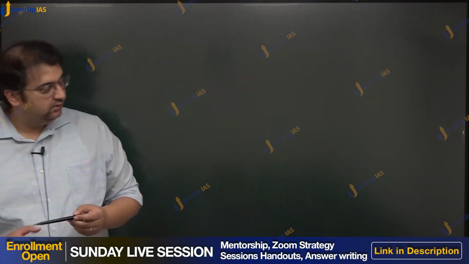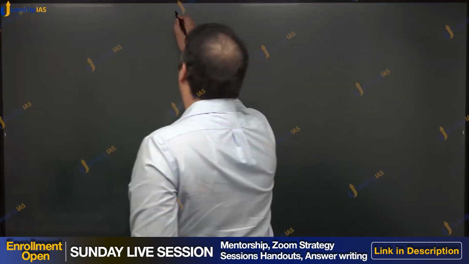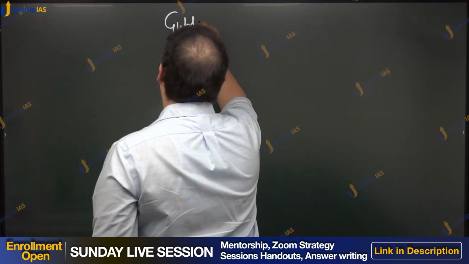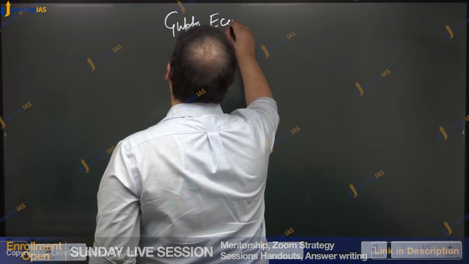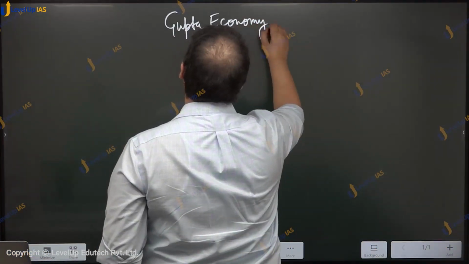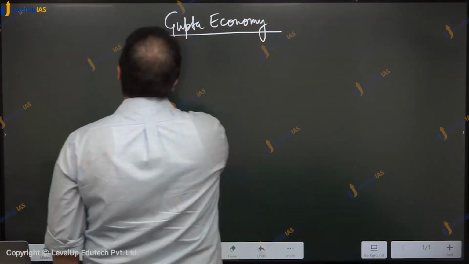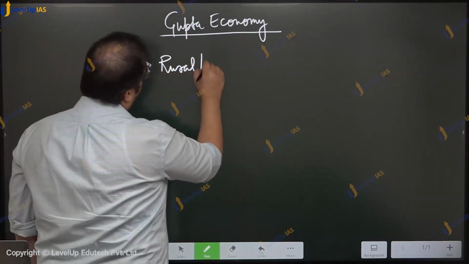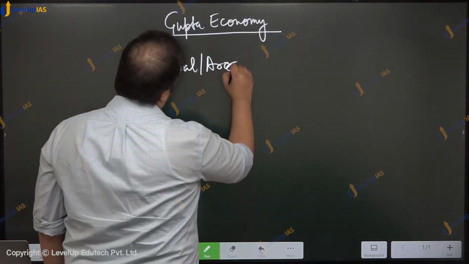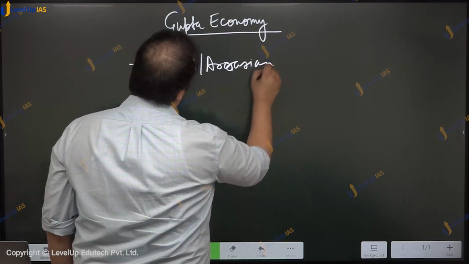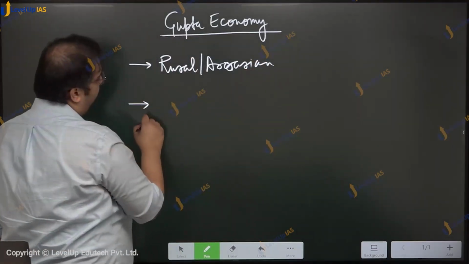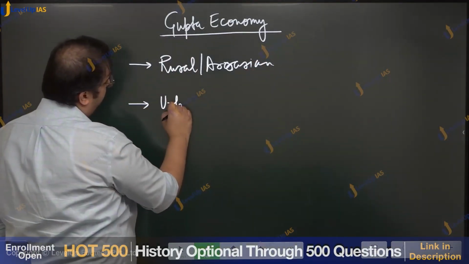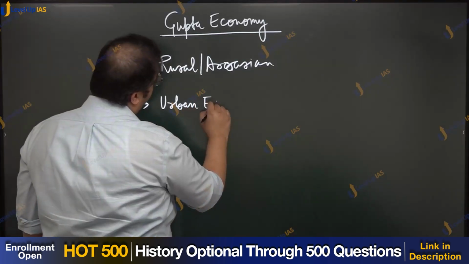Now, in our previous lecture, we had started talking about the Gupta economy, है ना? We had discussed their rural or agrarian economy, and we were talking about their urban economy.